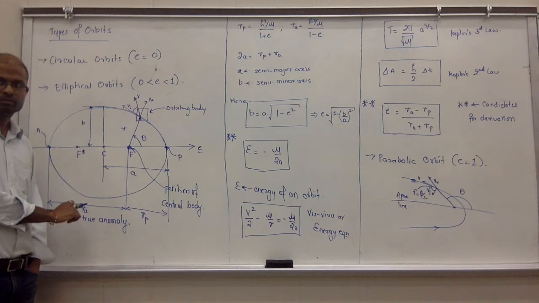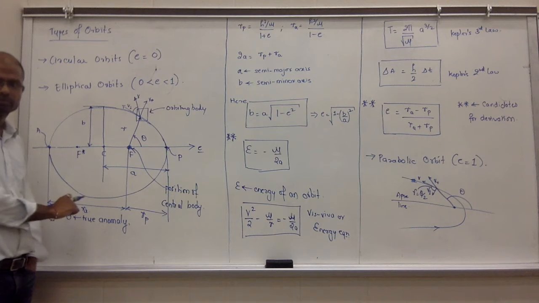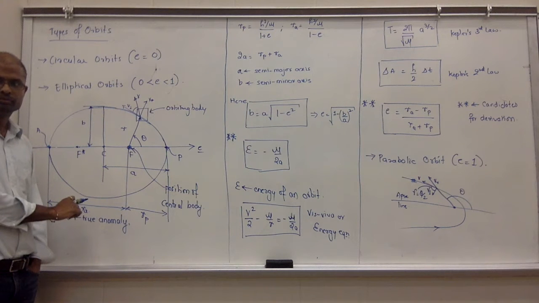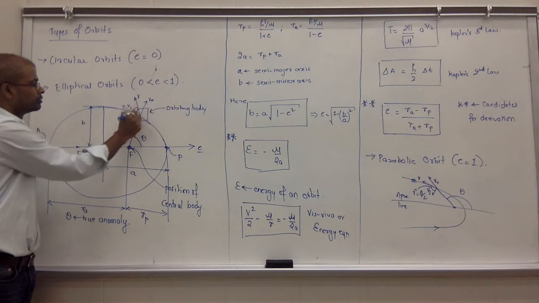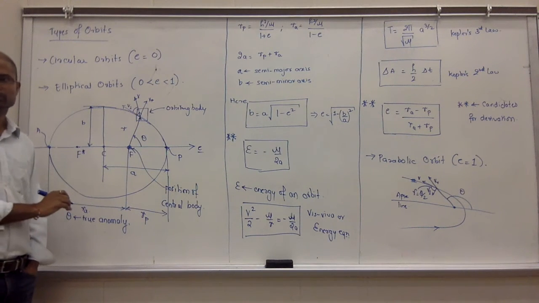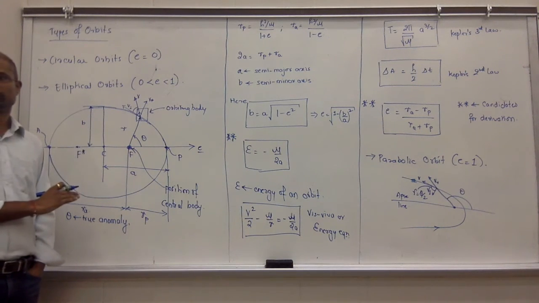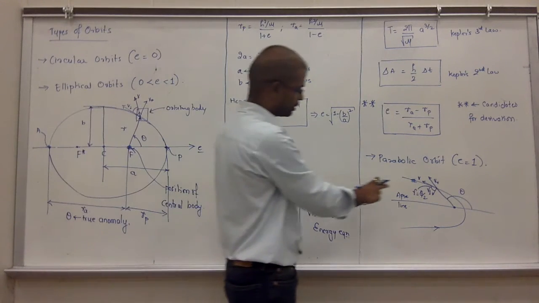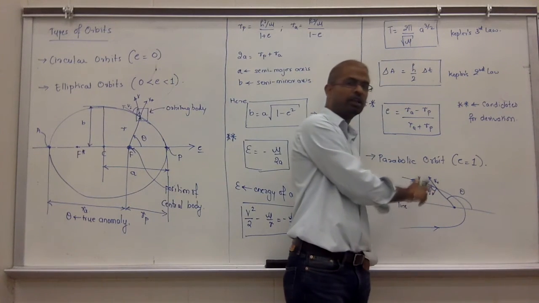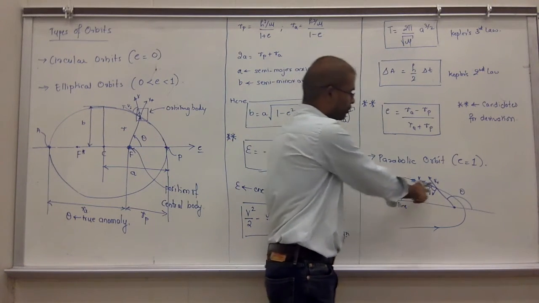Is V perpendicular labeled right? It's perpendicular to this. So we have a radial component and the tangential component. That's what this V perpendicular is. It is that component only. It is the same component.